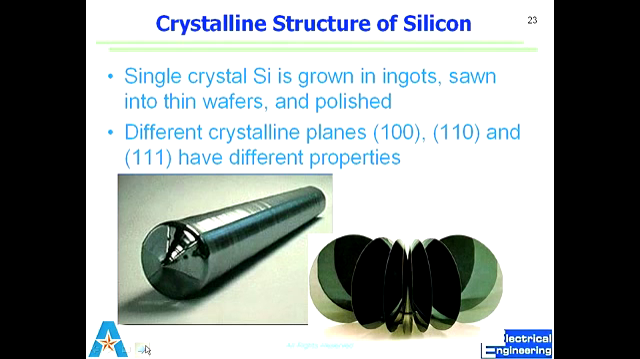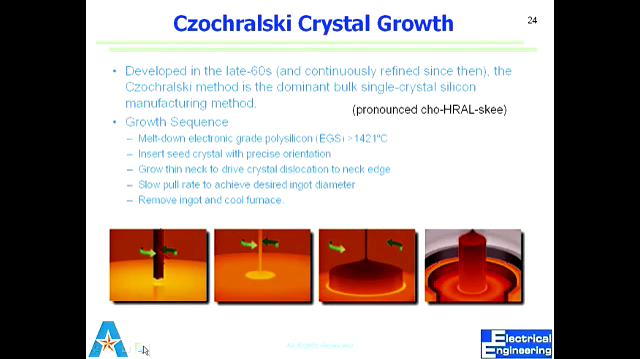For oxidation, I would know at what temperature 111 will behave in what manner if I'm doing oxidation, compared to 100. So we need to know these planes. So yeah, this is called the Czochralski method.